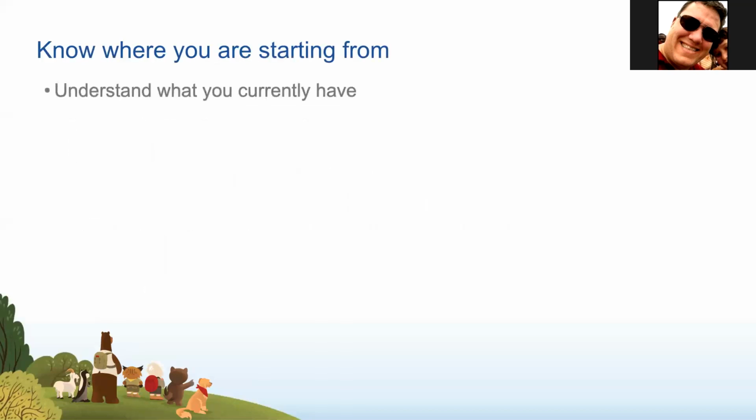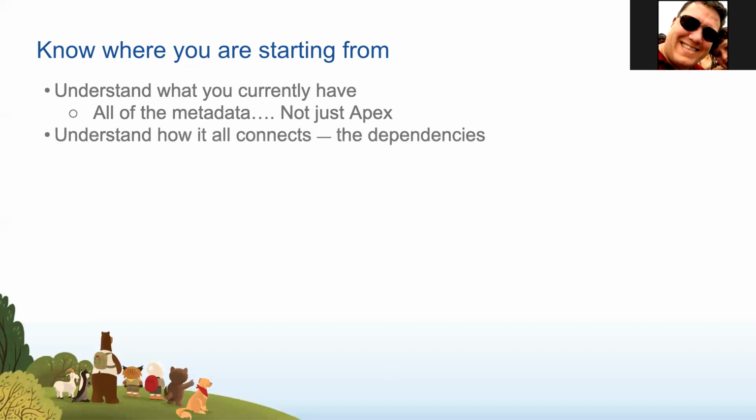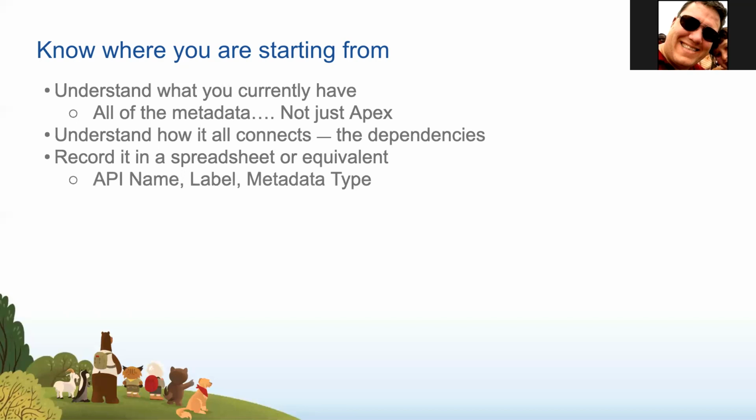All right, so again, know where you're starting from, understand what you currently have, and that means not just Apex, but all of the metadata. You've got to know how these things come together. You've got to understand how it all connects. We've talked about it, and it's not just code dependency to code dependent, circular dependencies, not Apex to Apex, but it's Apex to S object to action overrides to permission sets and profiles and who is influencing those. All of the org, you've got to understand it all.